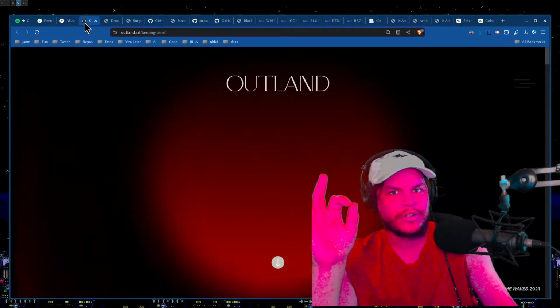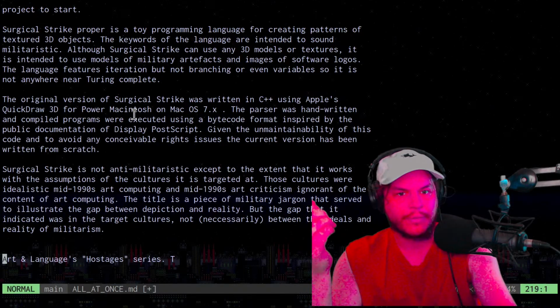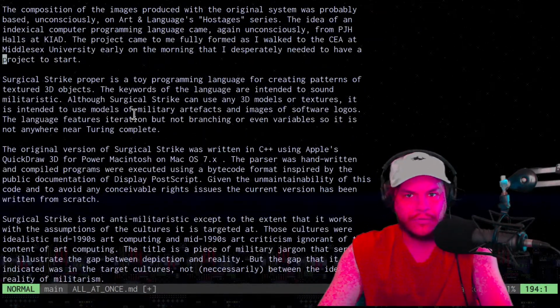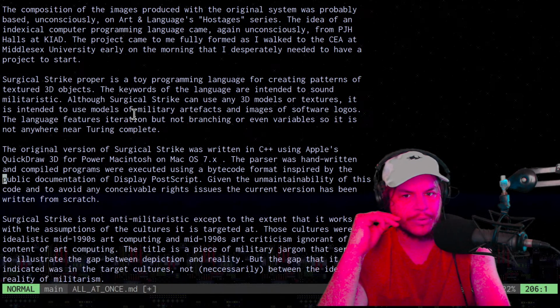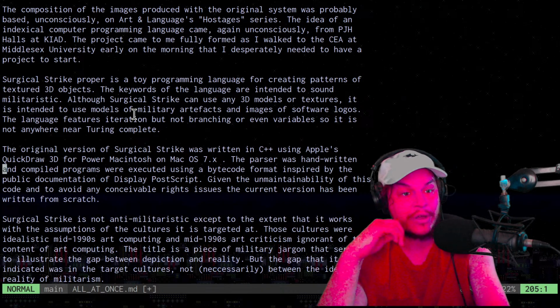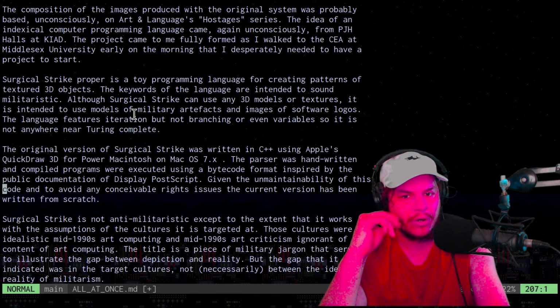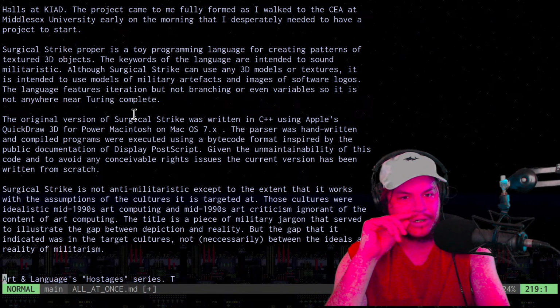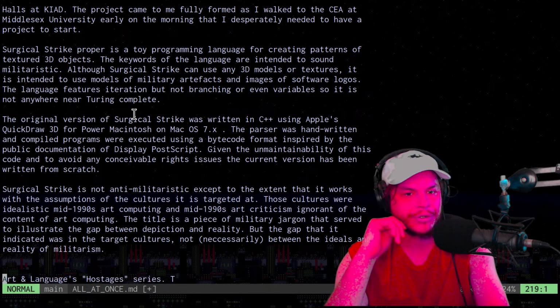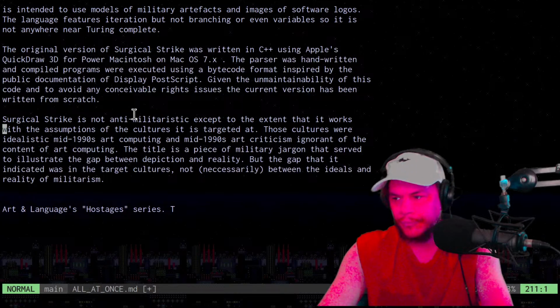Okay, cool. So this is because we were looking at the original Surgical Strike, which came from 1996, and that's what we're reading about right here. If we actually finish this up, it says the original version was written in C++ using Apple's QuickDraw 3D for the Power Macintosh. The parser was handwritten and compiled. Programs were executed using a bytecode format inspired by the public documentation of Display PostScript. Given the unmaintainability of this code and to avoid any conceivable rights issue, the current version has been written from scratch. Wow. Surgical Strike is not anti-militaristic, except to the extent that it works with the assumptions of the cultures it is targeted at. Those cultures were idealistic mid-1990s art computing and mid-1990s art criticism, ignorant of the content of art computing. Cool. Very cool.